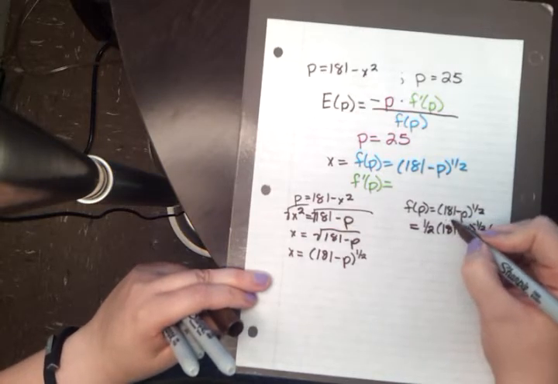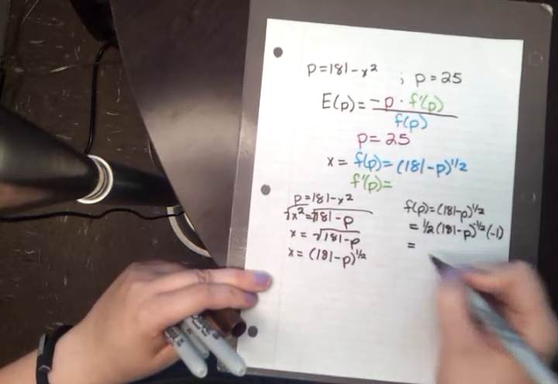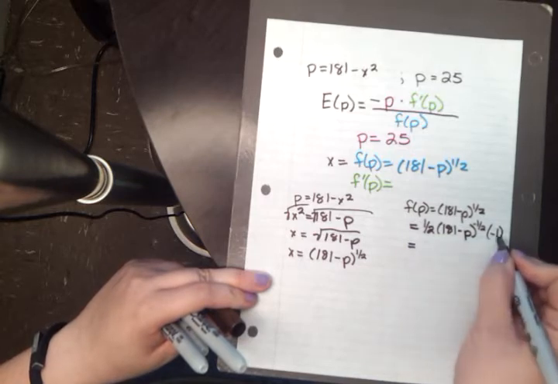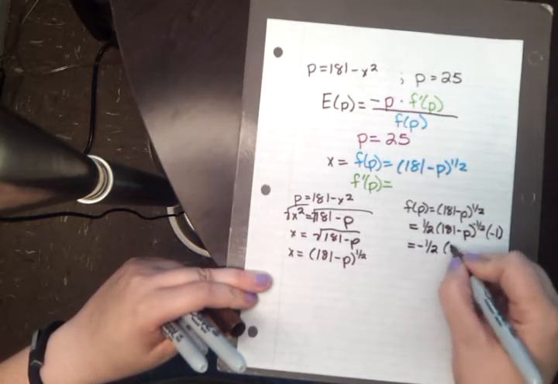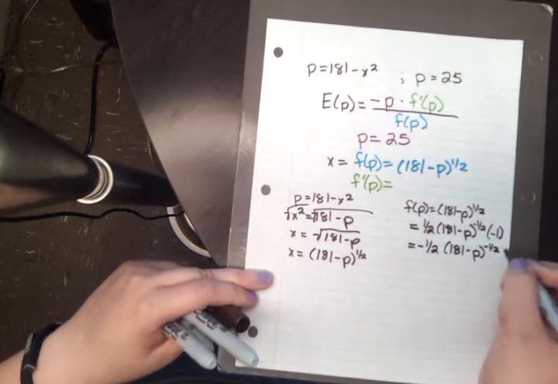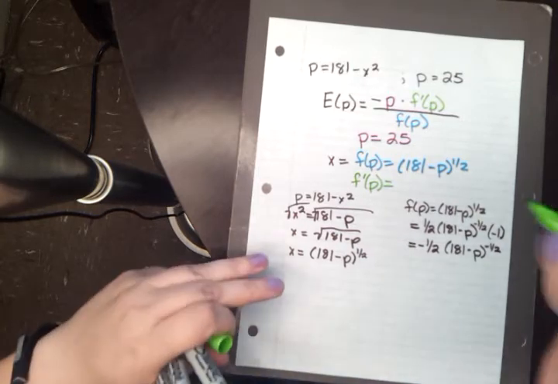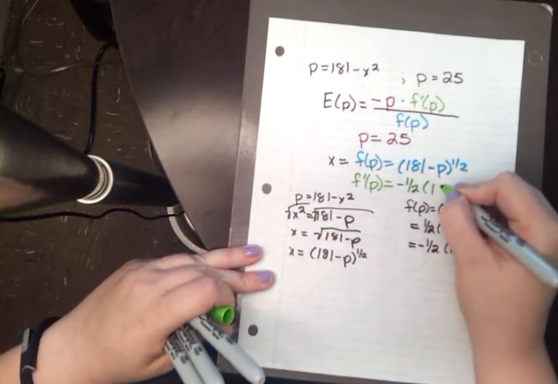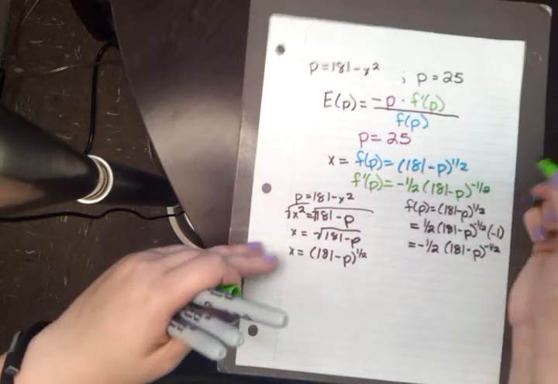The derivative of 181 minus p is just going to be negative 1. I can simplify that a bit. So I'm going to multiply the negative 1 times the 1/2. It's going to give me negative 1/2 times 181 minus p to the negative 1/2. Okay, I have f prime of p. I just figured that out.